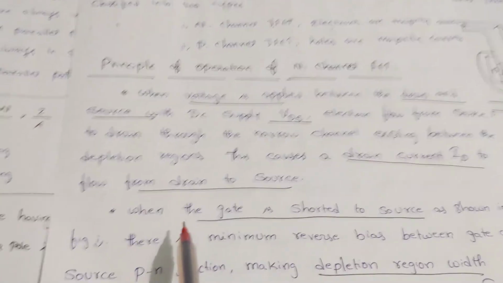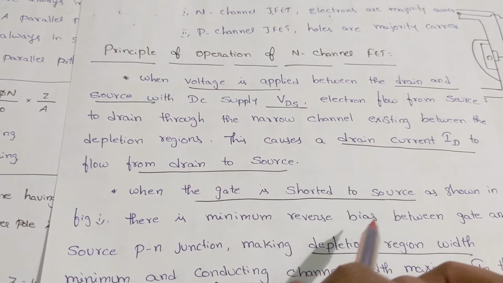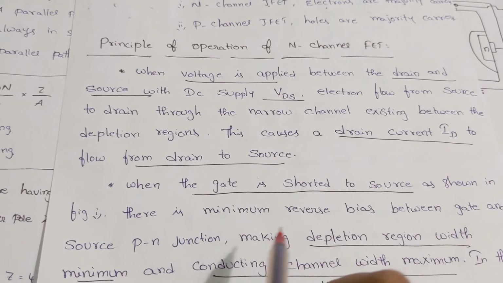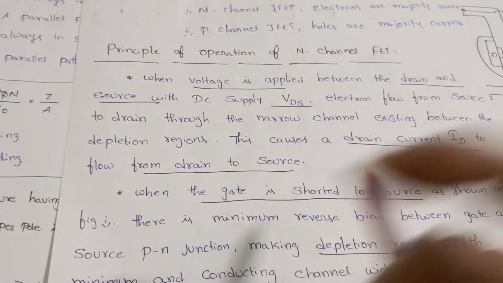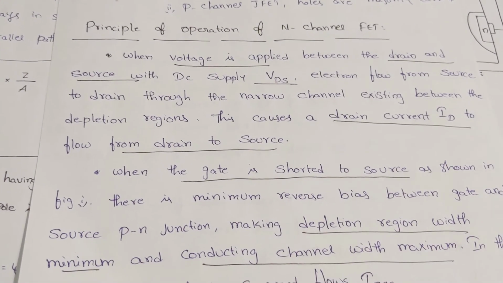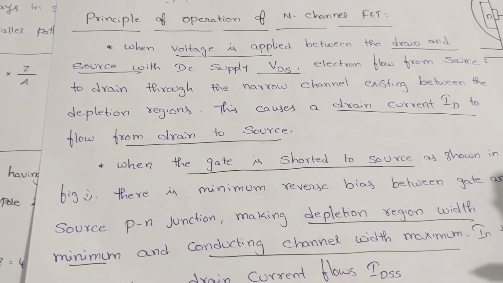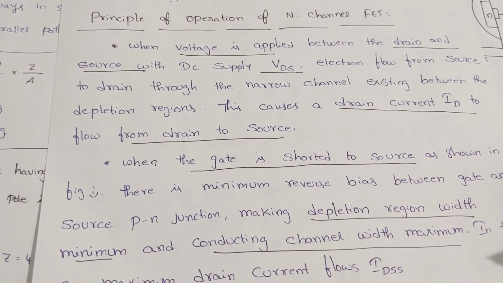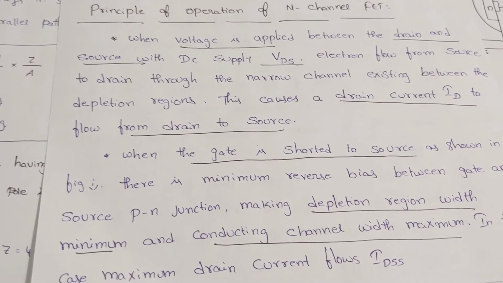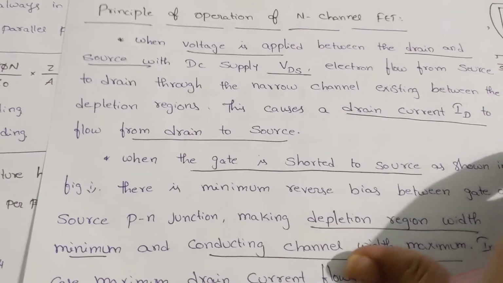Whereas when you go for the gate as a short circuit path, there is a minimum reverse voltage between your gate and source. So here the depletion region is very minimum, because there is no voltage across your gate and source. So the conduction channel is maximum, and there is a maximum current flow in the channel.